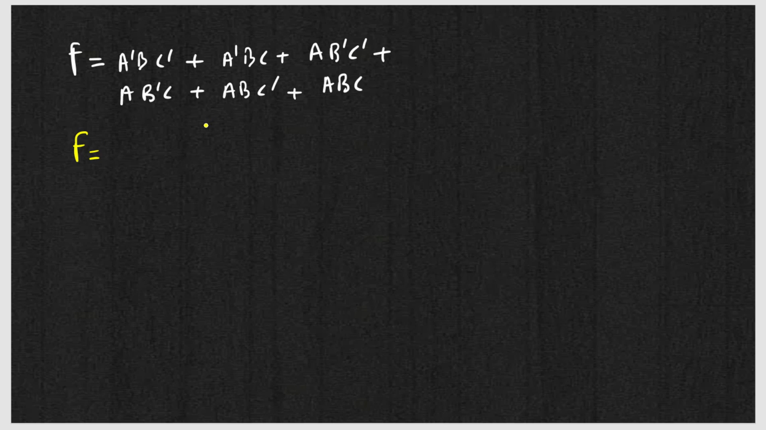Which term are you using? This and this? You see how A prime B is the common factor? Always use the common factor. Now when you put A prime B, you have C prime plus C, which is 1. Cancelled. Okay, we're done with this. Now look at AB prime C prime and AB prime C. So you have AB prime as a common factor, and you have C prime plus C. So we're done with this.